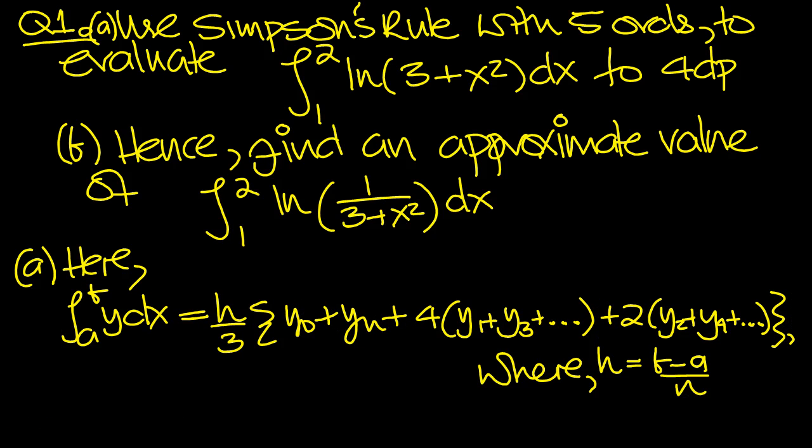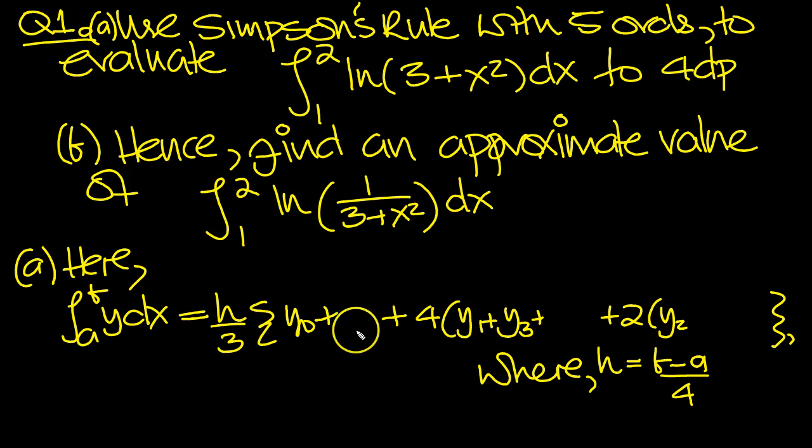Now, 5 ordinates, so there's 4 intervals, so n is 4. So let's put n as 4 in here. The odds will go up to y3, so we won't need that. And the even integers in between the first and the last will go just to y2. So we can get rid of all that lot. And then n is 4, so let's put that in as well.